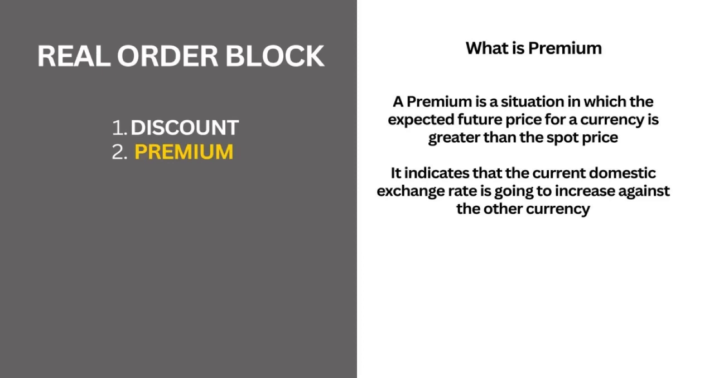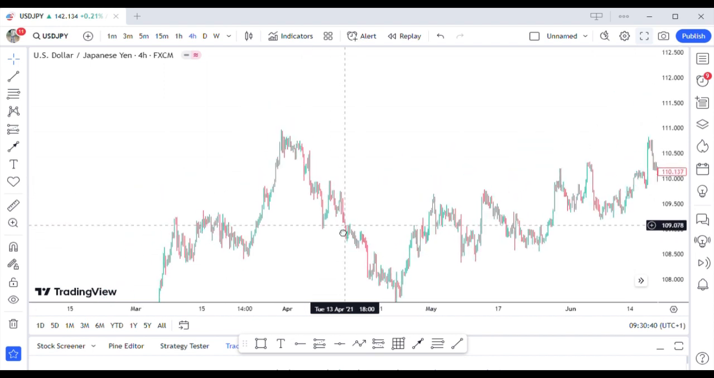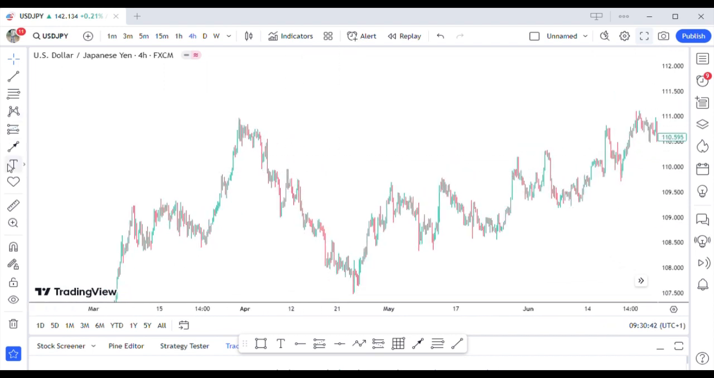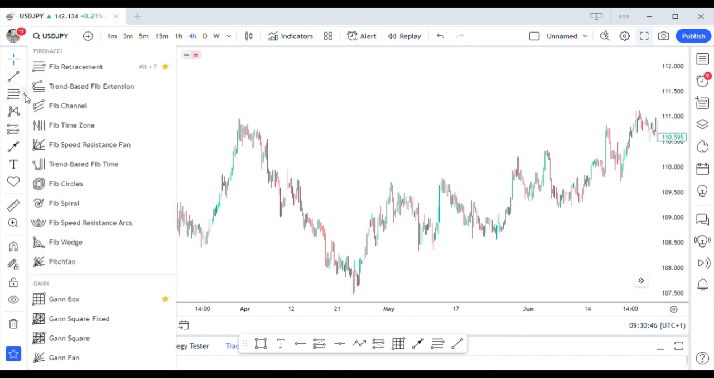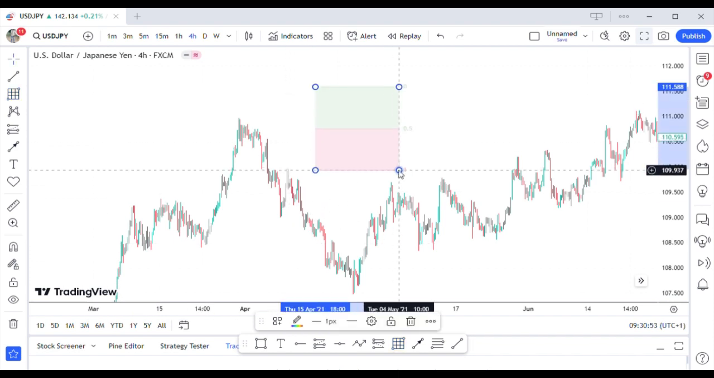We have two tools that show us whether price is in discount or premium, which are Gambler's and the Fibonacci retracement. I'm going to take you through how to set your Fibonacci and how to make use of it, and also Gambler's. So let's go into our chart right now. You can see this is our chart. If you go to your tools, you can find Gambler's in the area of Fibonacci retracement. Can you see Gambler's? Just click on it and then move it.